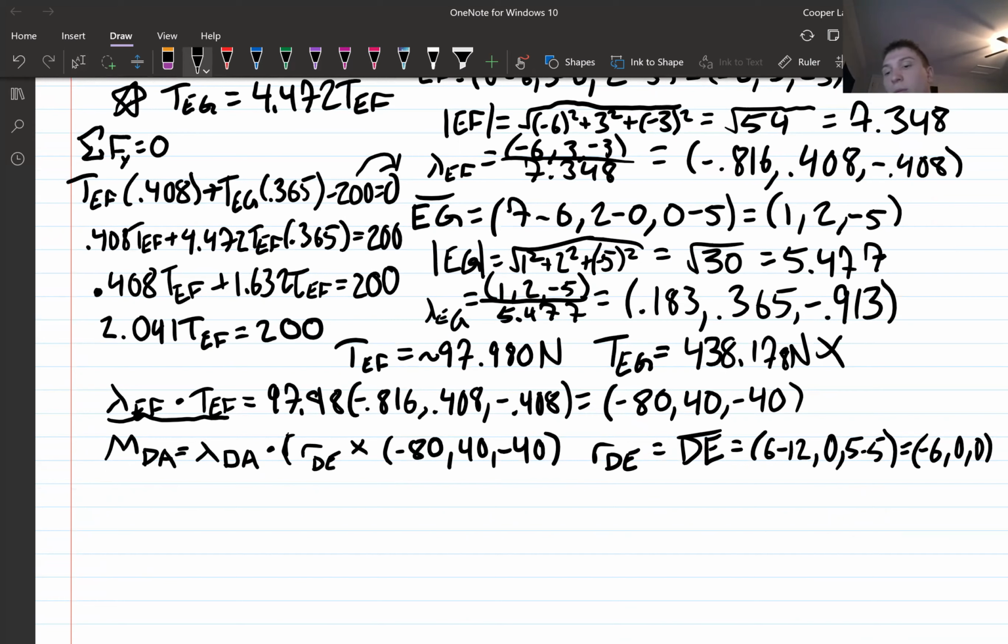I like writing it in this form. You can also write this as just negative 6i. However, I like writing it in this form as it just makes it easier when I go to do cross products and stuff.